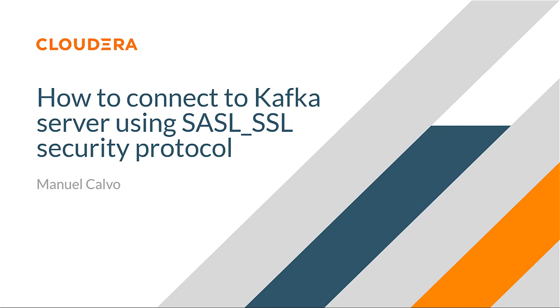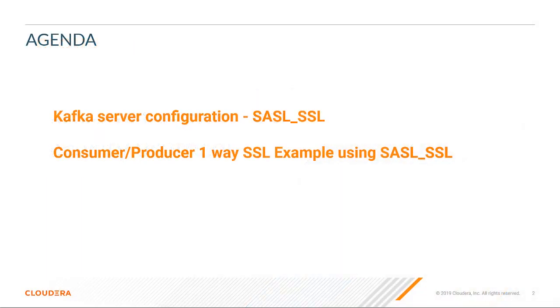Today, in this video article, we will discuss how to connect to a Kafka server using the SASL SSL security protocol. In the agenda, first, in the Ambari console, we will review the Kafka server configurations needed to enable the SASL SSL protocol, and then we will review a consumer producer client using a one-way SSL connection example in order to connect using this protocol. So, let's proceed with the Ambari console configuration.